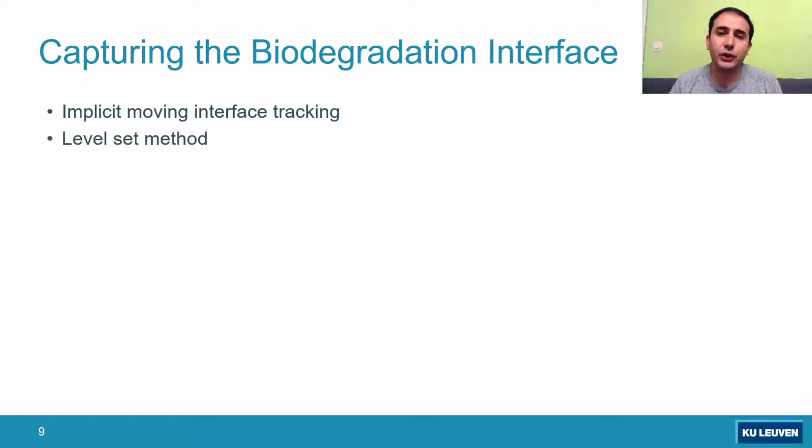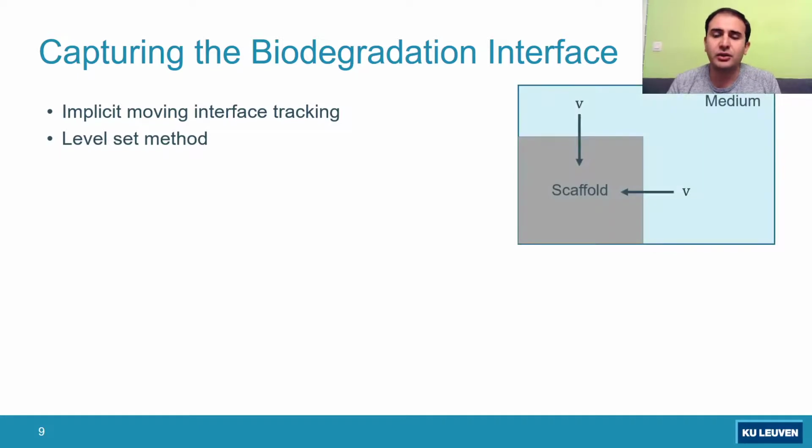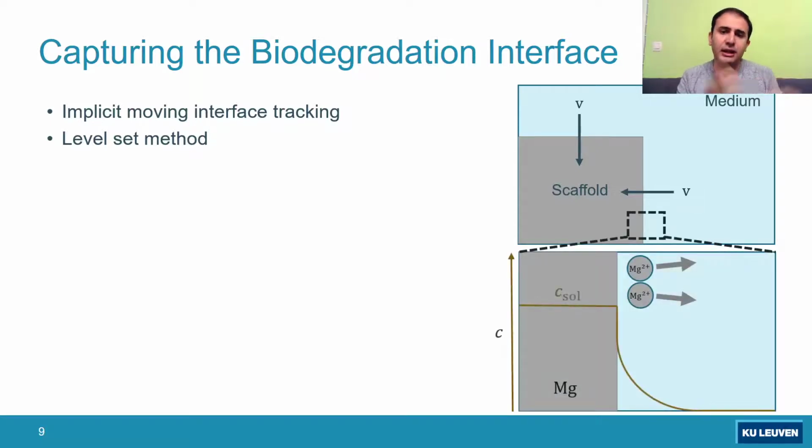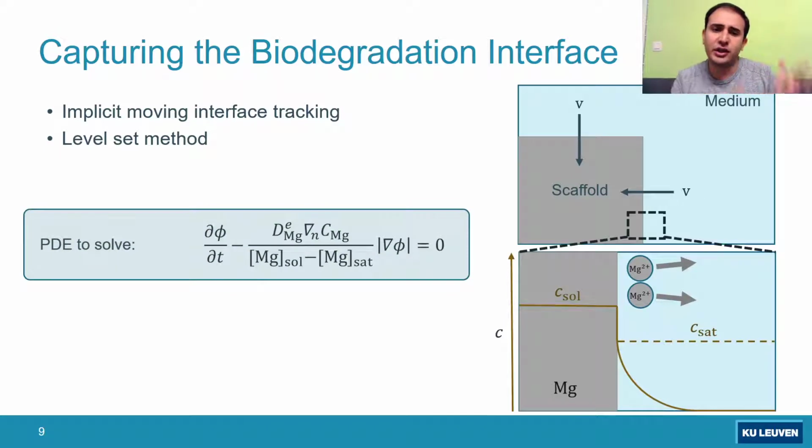And for doing that, we used the level set method. In the level set method, we formulate the interface velocity, and by doing that, we derive a PDE that correlates the change of concentrations on the interface to the change of the morphology, in this case, a phi function.